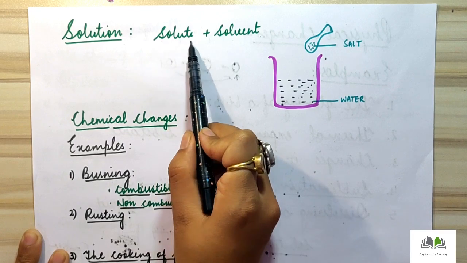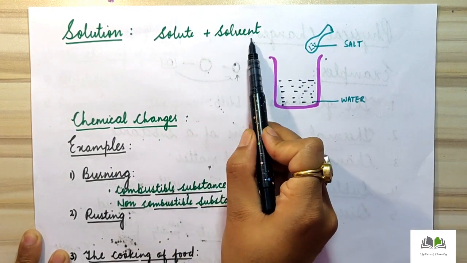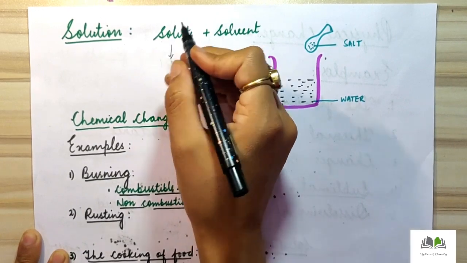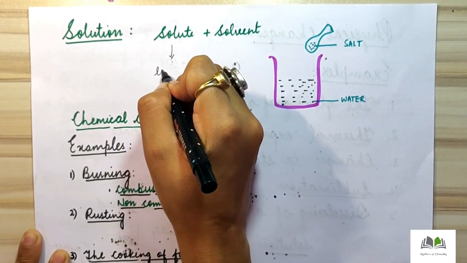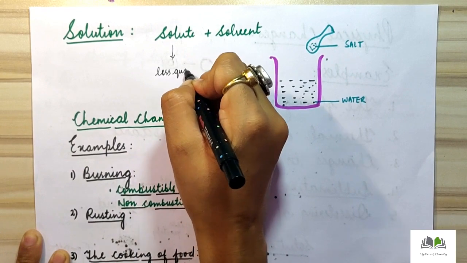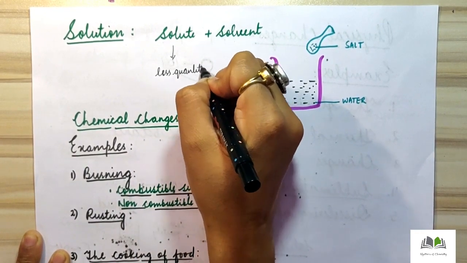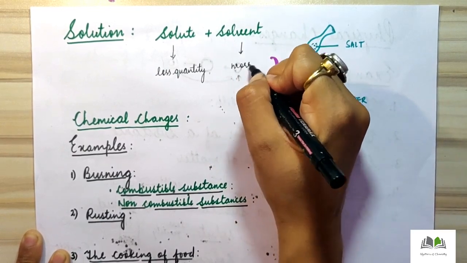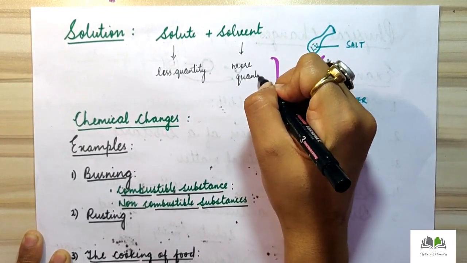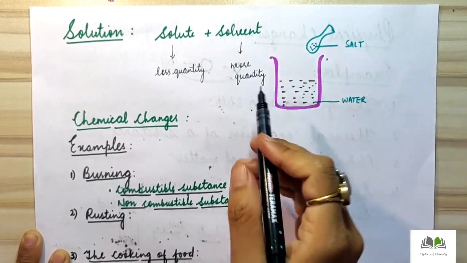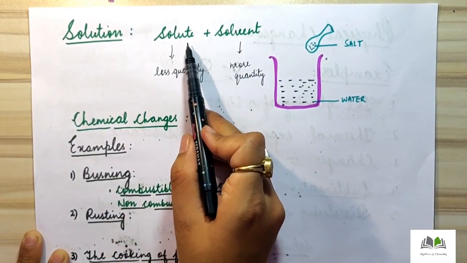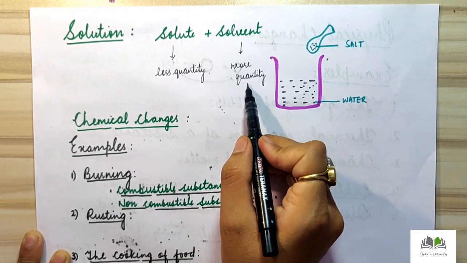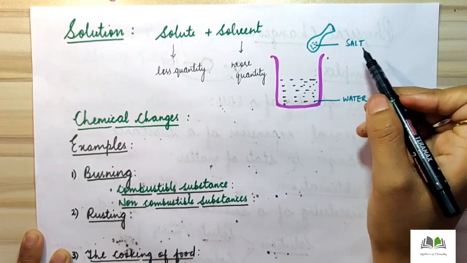So one component is known as solute and the other component is known as solvent. How can we define a solute? Solute is always present in less quantity, and solvent is always present in more quantity. So whenever we form a solution, the solute has less quantity, and the solvent has more quantity. So I will give you one example.